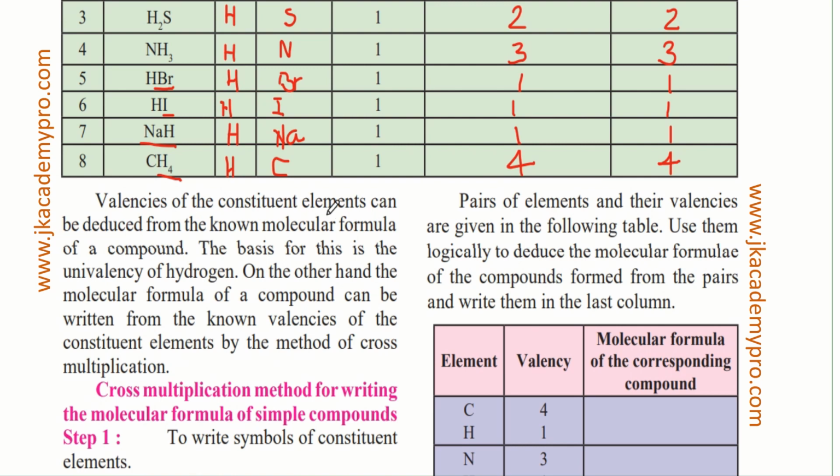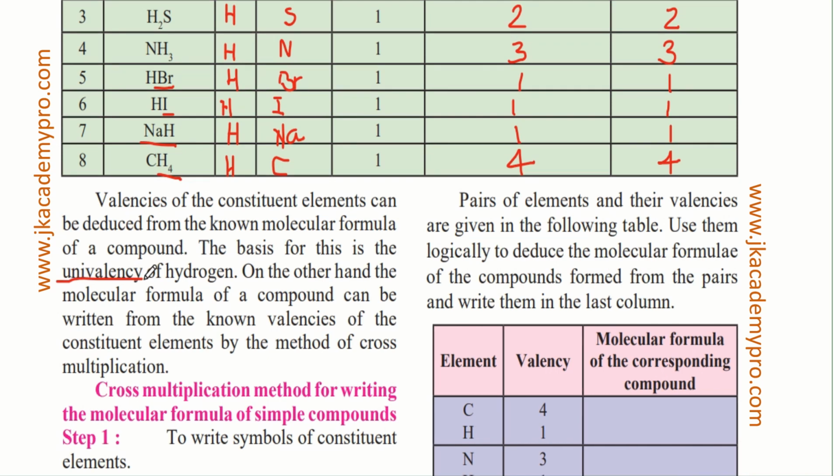Valencies of the constituent elements can be deduced from the known molecular formula of a compound. So here also, easily, just by knowing the molecular formula of the compound, we were able to find the valency of each of the elements present in it. The basis for this is the univalency of hydrogen. So we were only able to find this because we already knew that the valency of hydrogen is 1. And that is called univalency, because the valency of hydrogen is just 1.